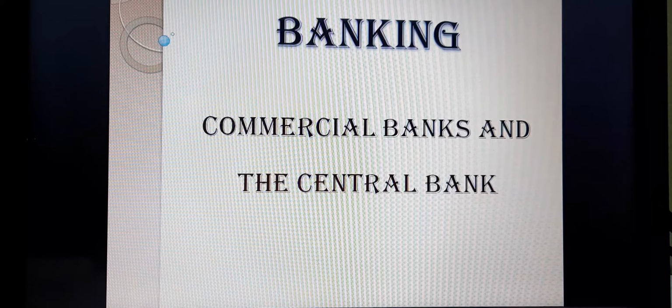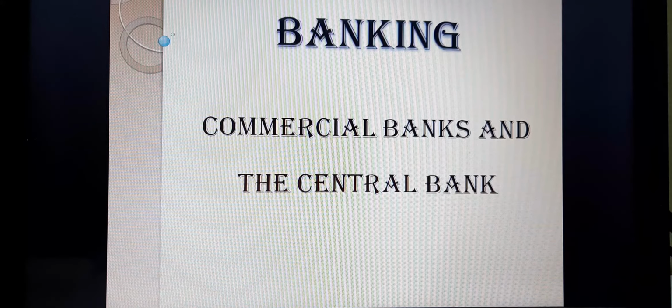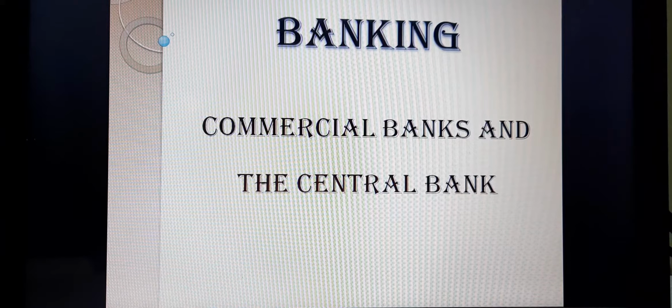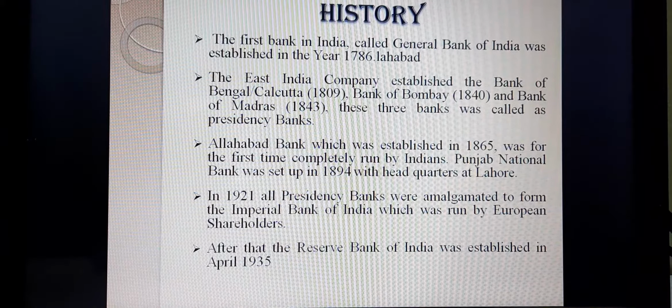Good morning, students. Now we are on the fifth chapter, that is banking, in which we will discuss the commercial bank and the central bank. We will discuss the work of the commercial banks, meaning of the commercial bank, and the basic functions of the commercial bank. After that, we will move to the central bank, which is the apex banking institution, and discuss its functions, and later how the central bank controls the credit. Before that, we will go to the history of the banking system.